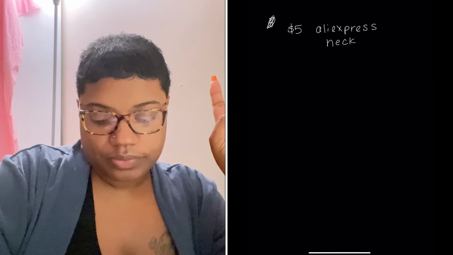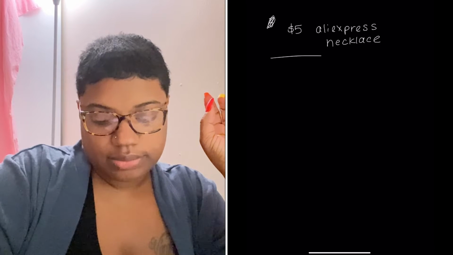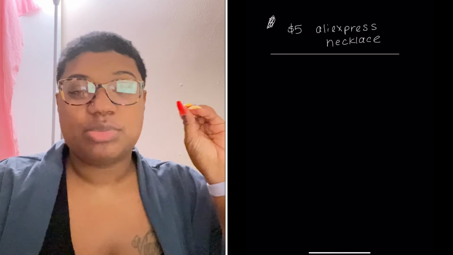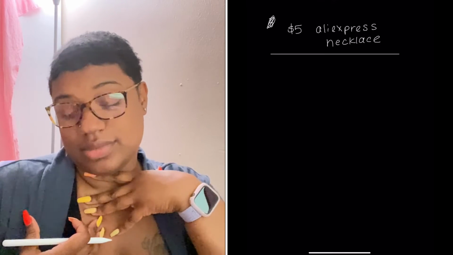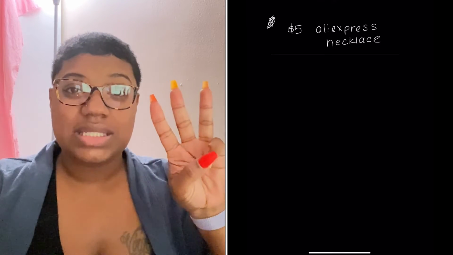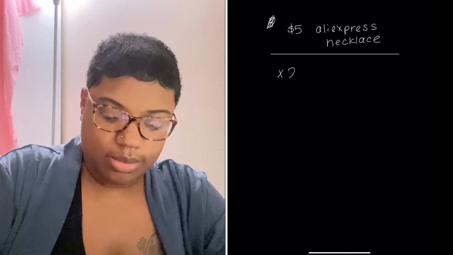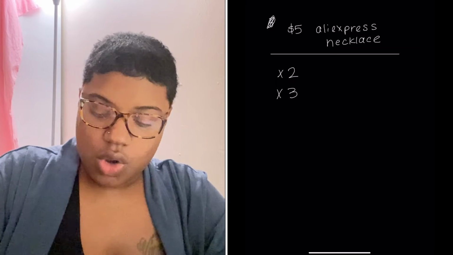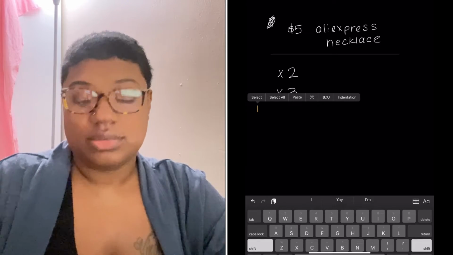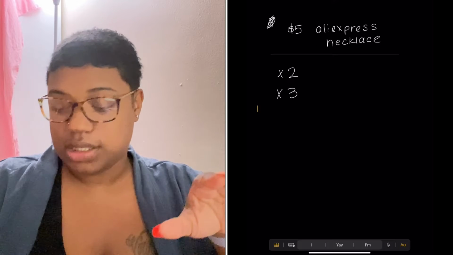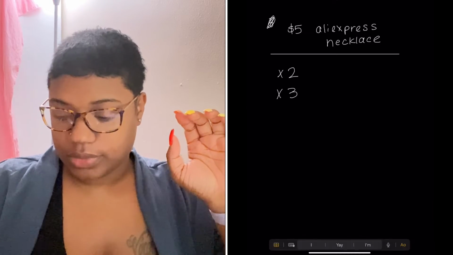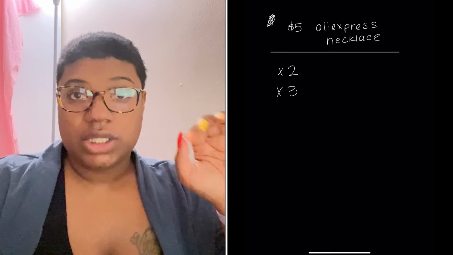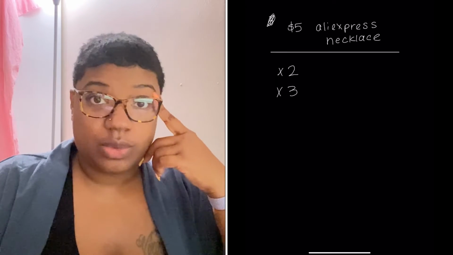So I said it was a necklace. So I paid $5 for this AliExpress necklace that I want to sell on my store, okay? So there are 3 ways I use to mark it up. Either by 2, by 3, or what I feel it's worth. And my stuff is jumping all over the place. So my third option would be what I feel it's worth.